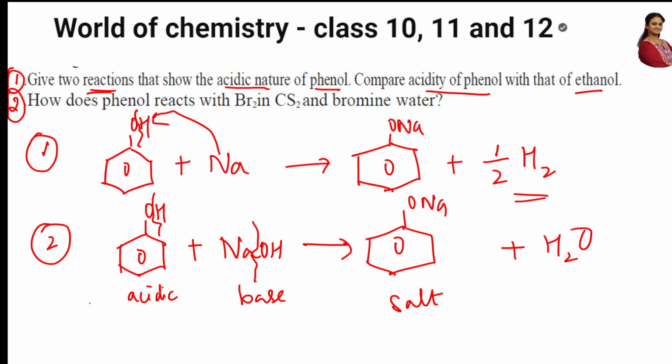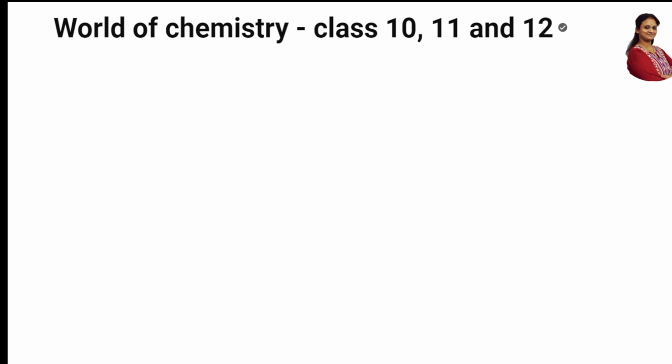Now they asked me to compare the acidity of phenol with that of ethanol. So first of all, phenol and ethanol. First, acidic phenol. Why is it more acidic than ethanol? Let me write. According to this, phenol is more acidic than ethanol. What is the reason? Simple reason.